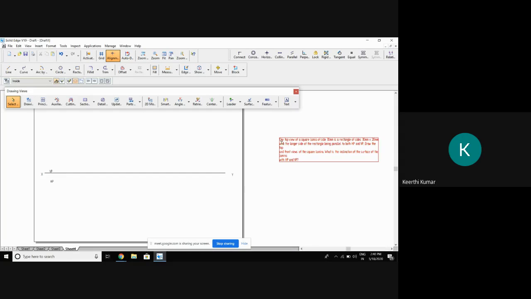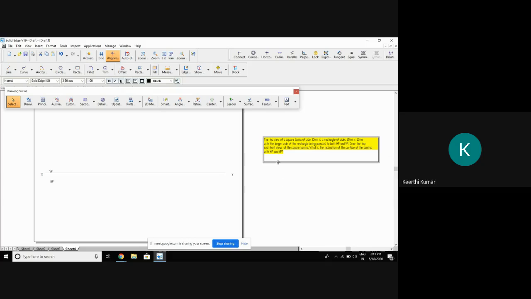What is given? The top view of a square lamina of sides 30 mm is a rectangle of 30 into 20 mm with the longer side of the rectangle being parallel to both VP and HP. Draw the top and front views of the square lamina. What is the inclination of the surface of the lamina with both VP and HP? So you have to solve this problem with the help of side view. I explained the side view concept now.